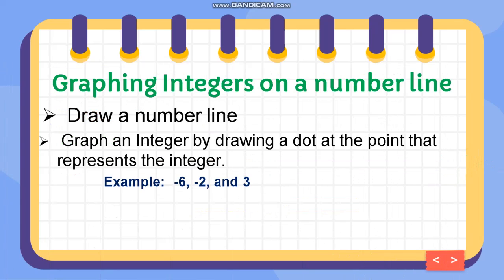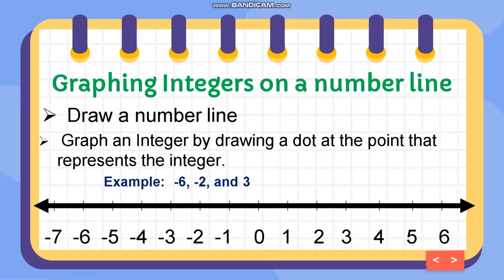How to graph integers on a number line? First, you're going to draw a number line, and after that, you're going to graph the integer by drawing a dot at the point that represents the integer. For example, I have -6, -2, and +3. So the first step, I need to draw a number line. So this is an example of a number line. As you can see, at the center is 0, and going to the right are the positive integers, and going to the left are the negative integers.